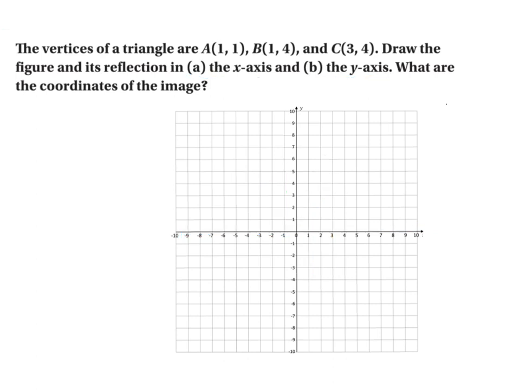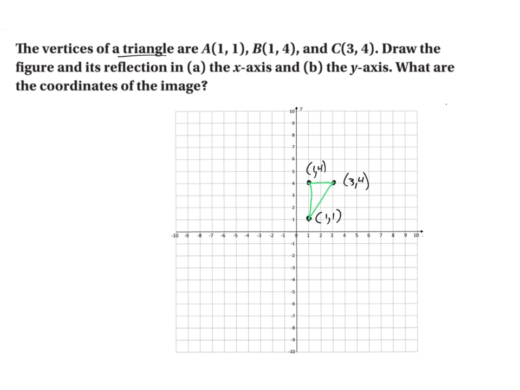Pretty obvious. Okay, so let's do one from scratch here. Let's first plot the points that we have of this triangle. It is 1, 1, 1, 4, and 3, 4. Connect the dots, and we end up with this triangle here. So we have 1, 1, 1, 4, and 3, 4. We're just going to reflect across the X here.